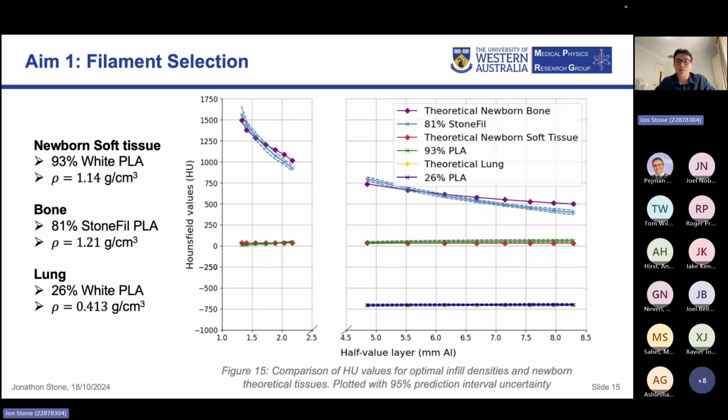For bone, it was 81% stone fill. And then for lung, it was 26% white PLA. So here we've plotted the theoretical attenuation of bone, soft tissue, and lung tissue alongside the attenuation of about 81%, 93%, and 26% samples. So you can see that across the diagnostic energy range, especially for lung tissue and soft tissue, our samples exhibit very strong, suitable attenuation properties.